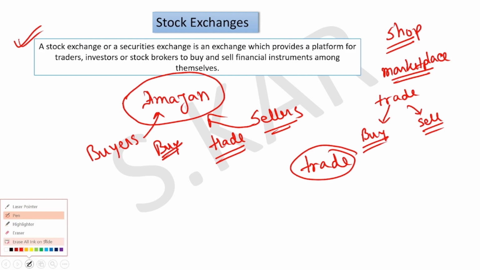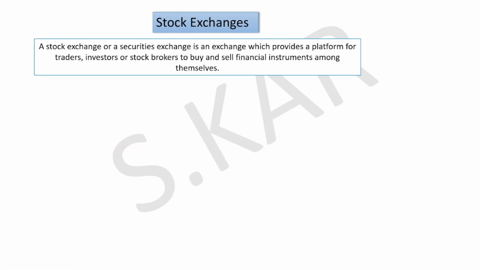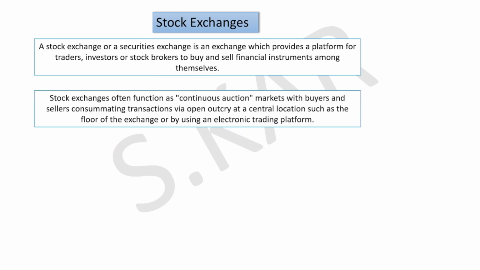That's the job of stock exchanges. Now, stock exchanges often function as continuous auction markets, with buyers and sellers consummating transactions via open outcry at a central location such as the floor of the exchange, or by using an electronic trading platform. Now there are some interesting things to know here: stock exchanges are like the dukan. Like we have all seen IPL auctions, right? IPL auctions, where the players are bought and sold.